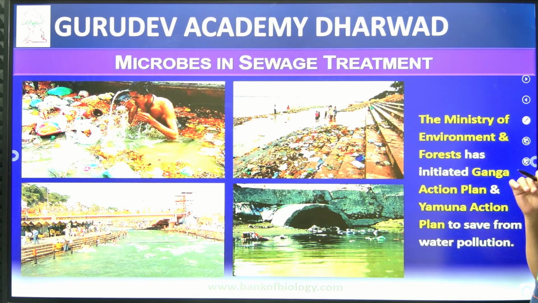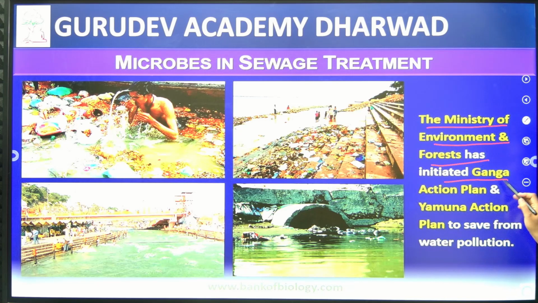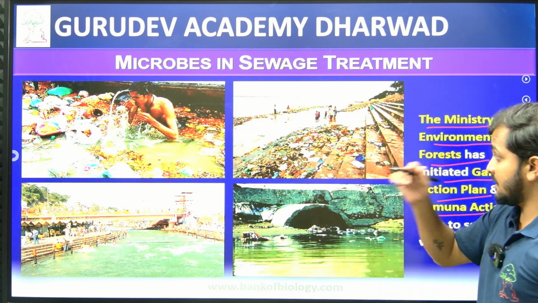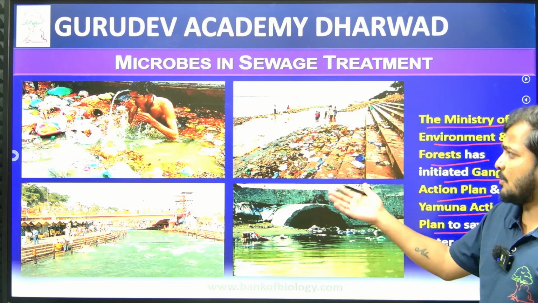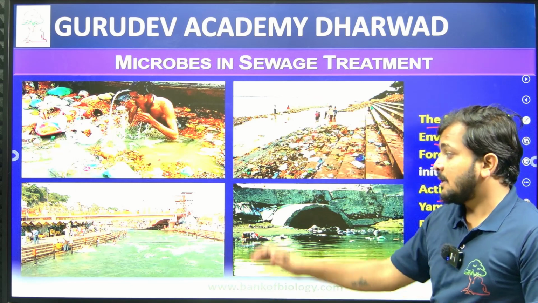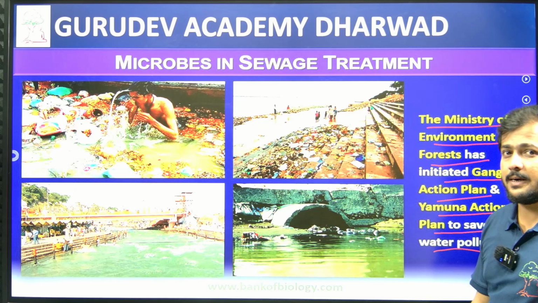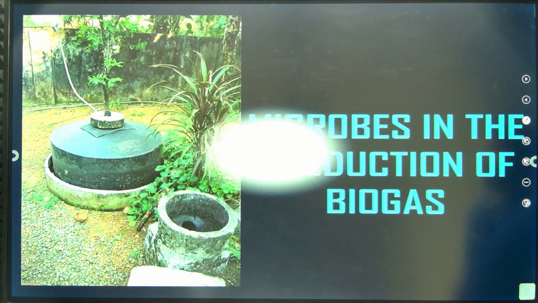Majorly, the Ministry of Environment and Forests has initiated the Ganga Action Plan and the Yamuna Action Plan to save the rivers from water pollution. We can find, especially near some of our religious places, lots of contamination, where people throw so much material into the rivers. So to carry out the purification, they go ahead with this kind of sewage water treatment, right? That is what you are going to see.